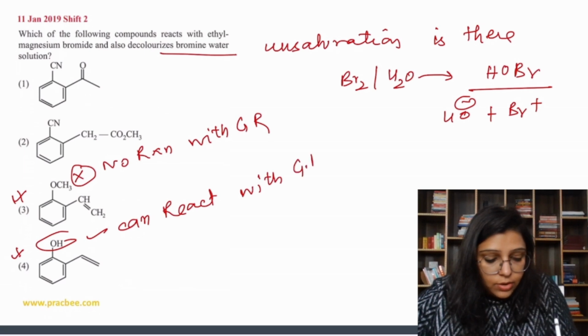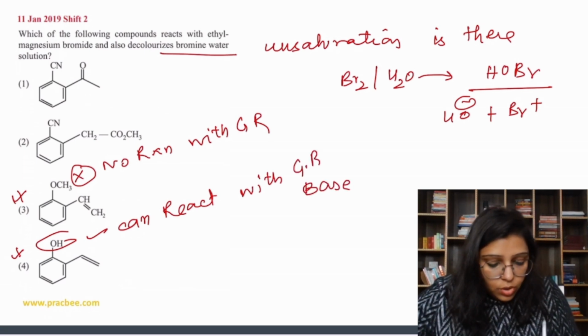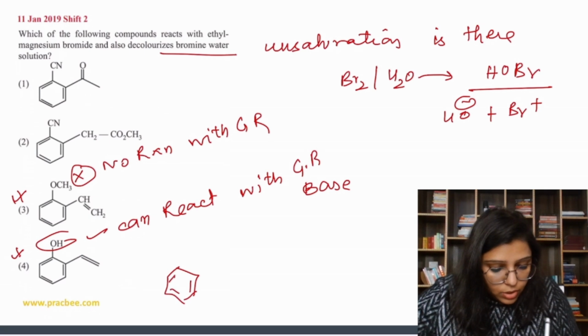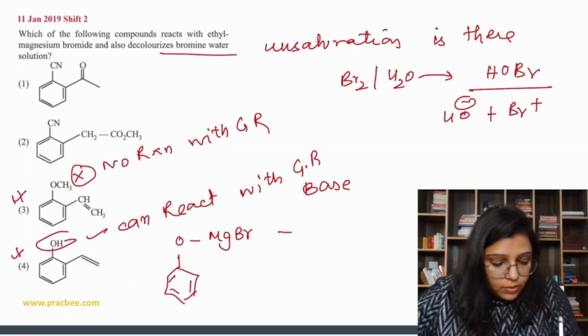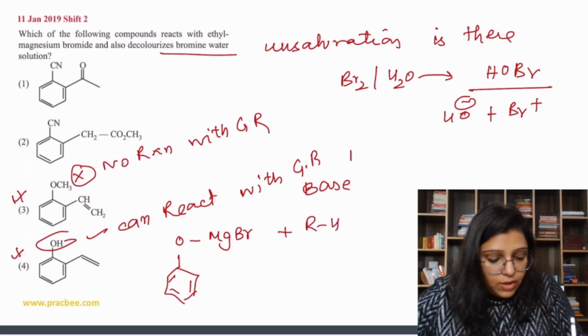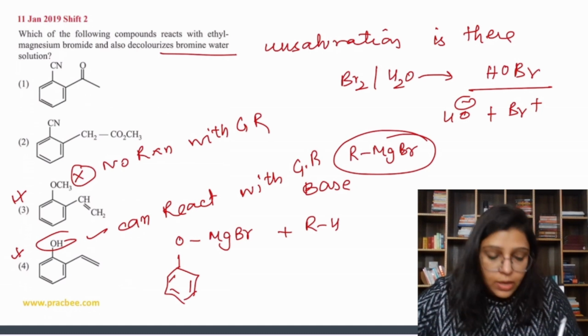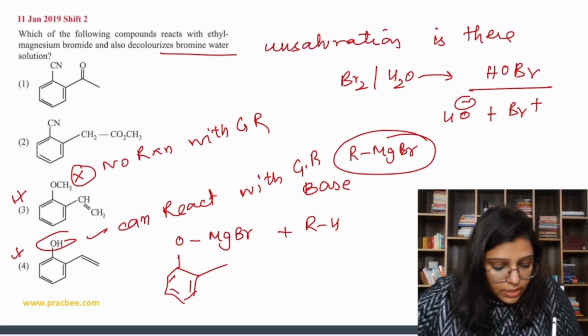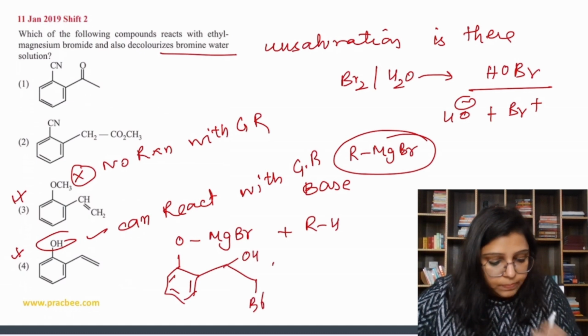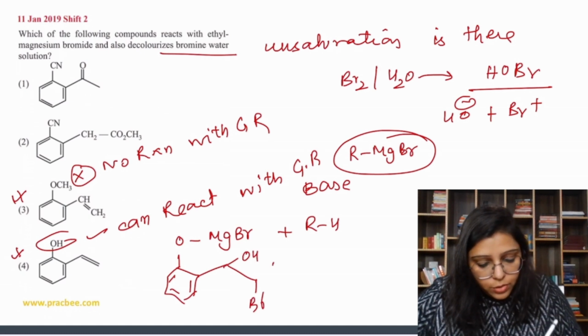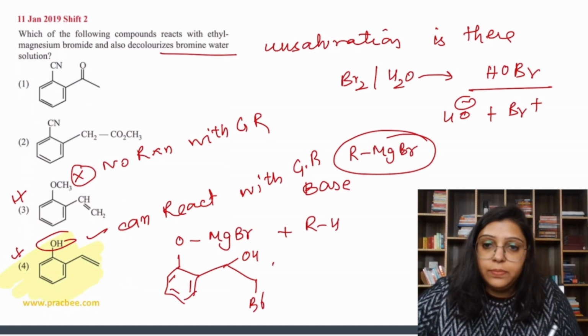Why? Because Grignard reagent is a base. So after reaction with Grignard reagent, it forms OMgBr. Okay, and we have RH, if we have suppose RMgBr as the Grignard reagent. Okay, and decolorized bromine water. So here we write Br and here we write OH. Okay. So option 4 is going to be the correct answer.